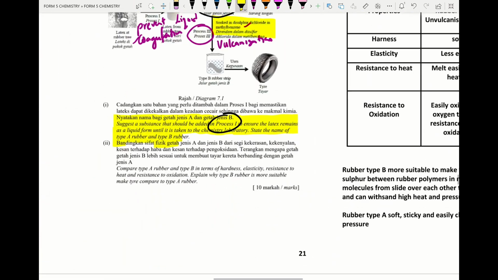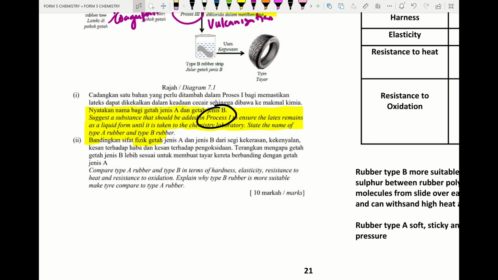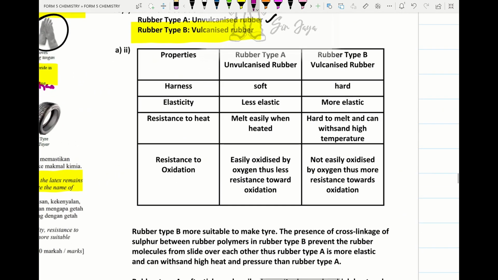All right, we go for question number 2. Compare rubber A and rubber B in terms of hardness, elasticity, resistance to heat, and resistance toward oxidation. So I try to present the answer in table form. Here rubber A is unvulcanized rubber, rubber B is vulcanized rubber. Hardness: soft and hard. Elasticity: less elastic, more elastic.